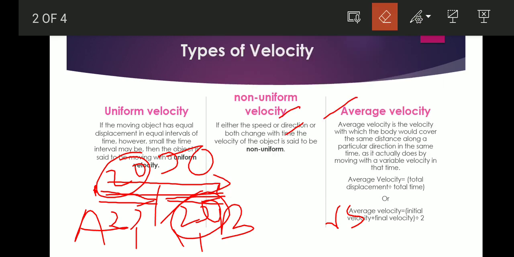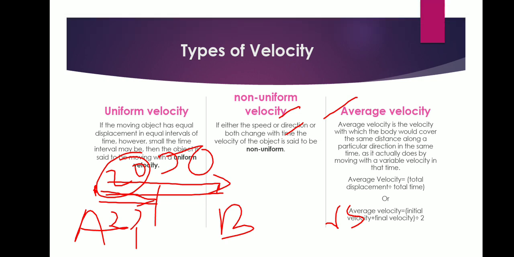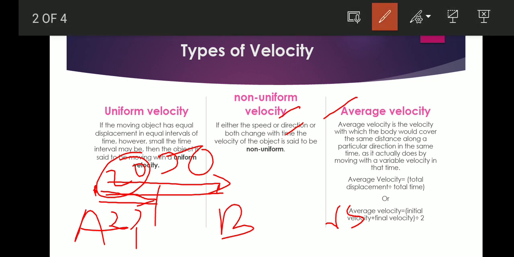Here, another half of the path you traveled with a velocity of 30 kilometer per hour. You traveled the first half at 20 kilometer per hour, another half at 30 kilometer per hour. In this case your velocities are not uniform, so this will be non-uniform velocity.